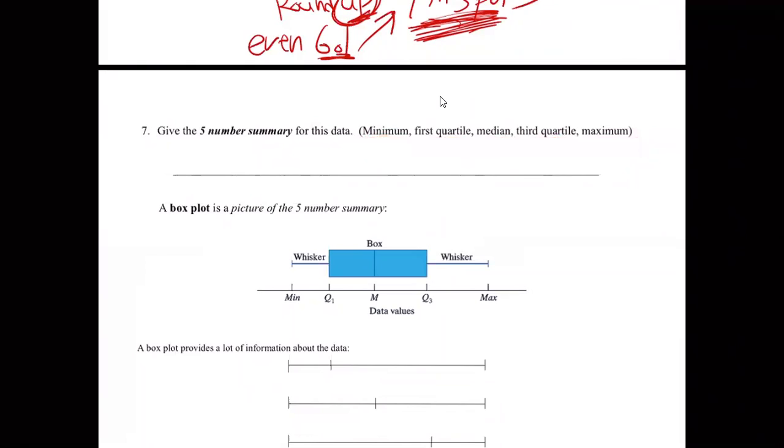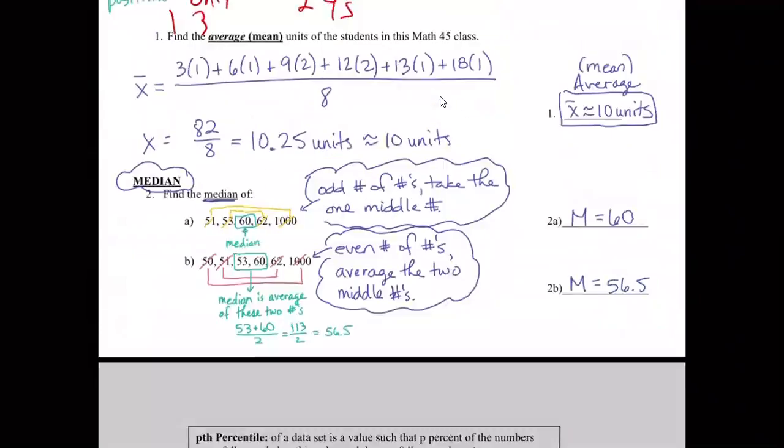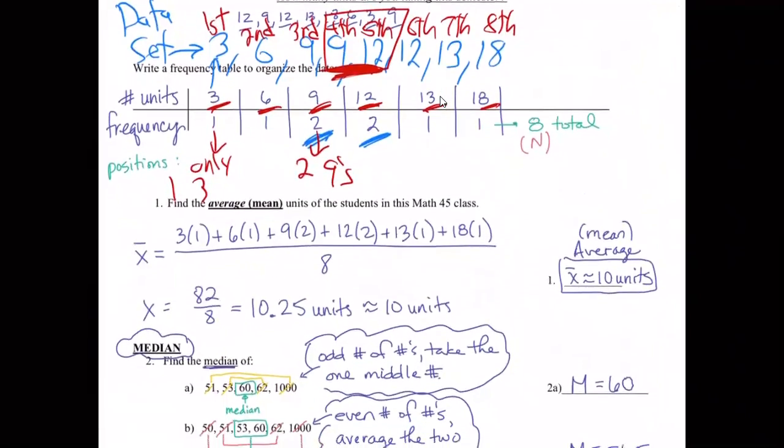So what am I talking about? Again, this is for the units, the number of units people are taking data set. We're still talking about that same data set that Miss Jones made for you guys, the number of units you're taking this semester. So for that same data set, number of units, let's first find what is the minimum value. What's the minimum? Let's go back to that data set on the previous page here. There we go. That'd be 3.